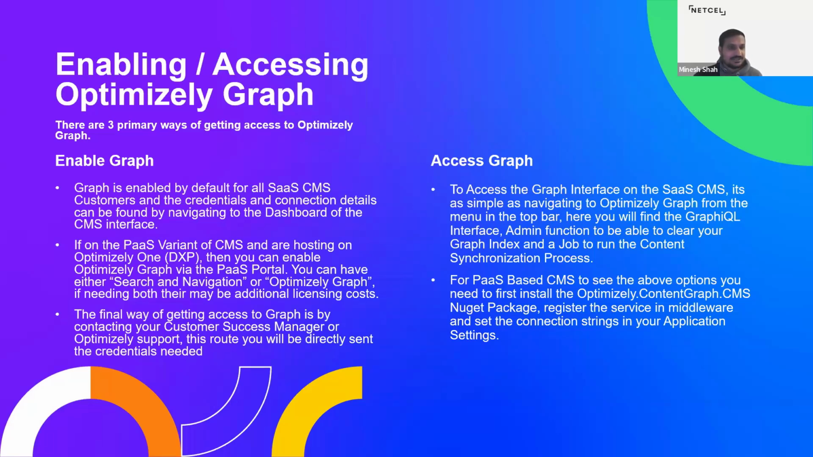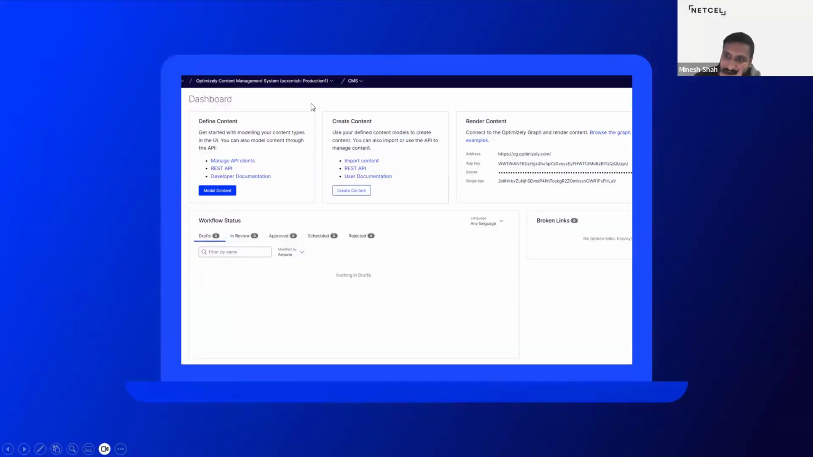So just to show you some bits, here are some screenshots of what you may see if you've got Graph. So first of all, this is a screenshot of SaaS CMS and the dashboard in particular. Over here, you can see the Graph connection strings. You also have some handy links over here to actually browse for Graph examples. And there's some additional information on the dashboard as well on how to actually work with Graph. Don't worry, I know I am revealing my secrets here, but you are not getting that secret key, so you can't abuse my Graph index. You do have the single key.